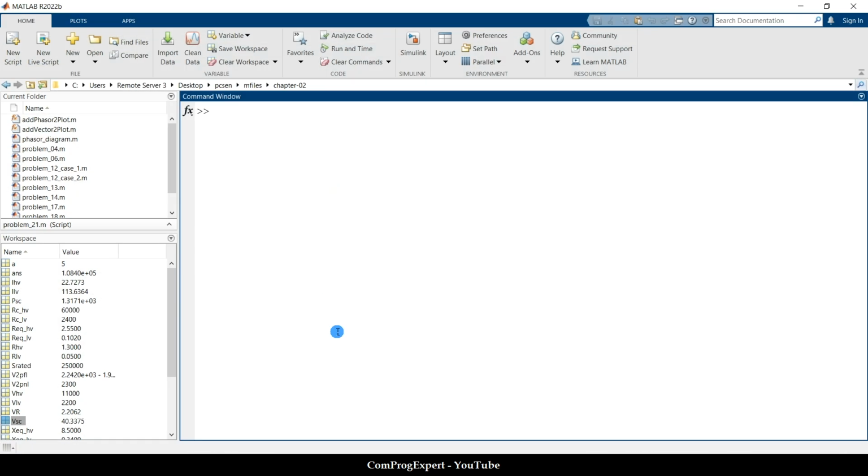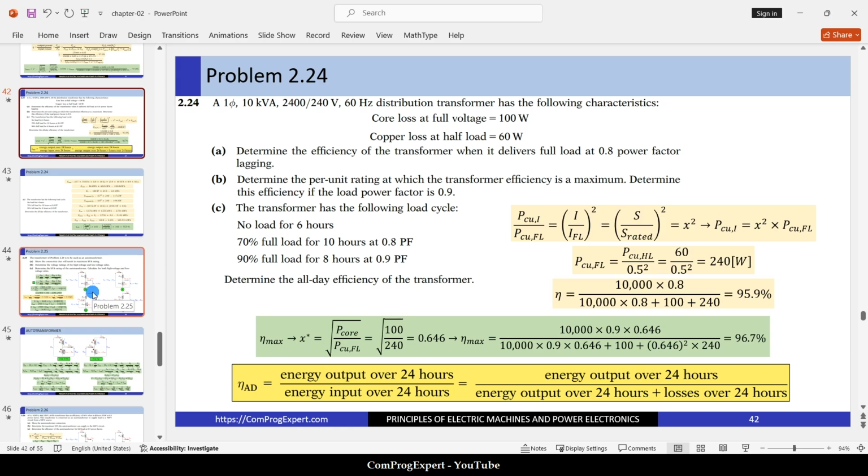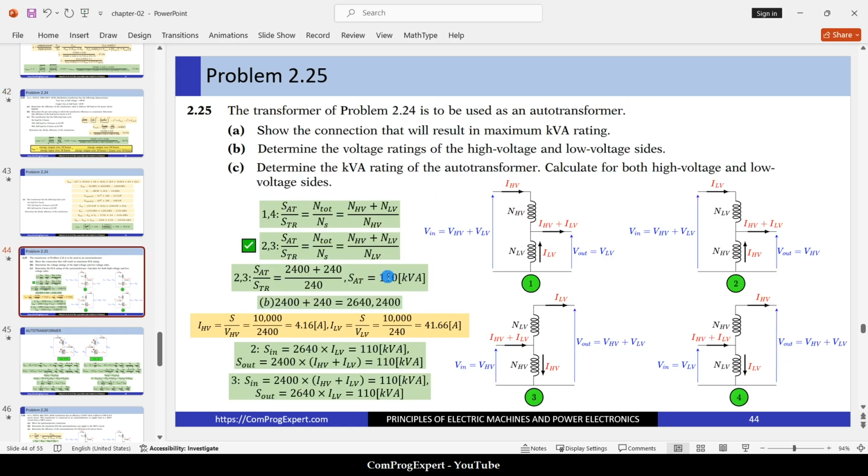Here we have the transformer apparent power times (2400 plus 240) divided by 240. The apparent power of the autotransformer is 110 kVA. 100 kVA conductive, 10 kVA inductive, the same as the transformer. So this is the apparent power of the autotransformer.